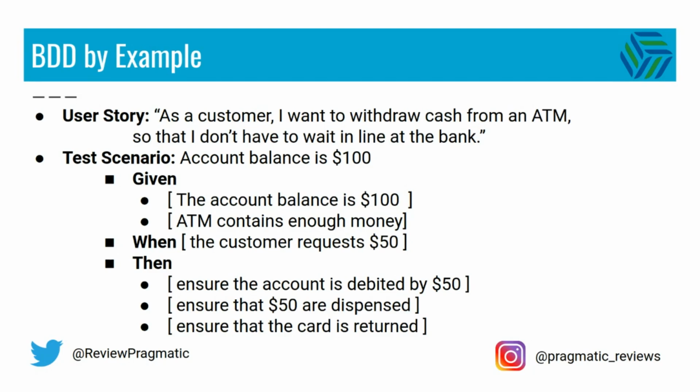So let's say that we have this user story. As a customer, I want to withdraw cash from an ATM so that I don't have to wait in line at the bank. So this is the test scenario. The account balance is $100. So given that the account balance is $100 and the ATM contains enough money, when the customer requests $50, then ensure that the account is debited by $50, ensure that those $50 are dispensed, and ensure that the card is returned.